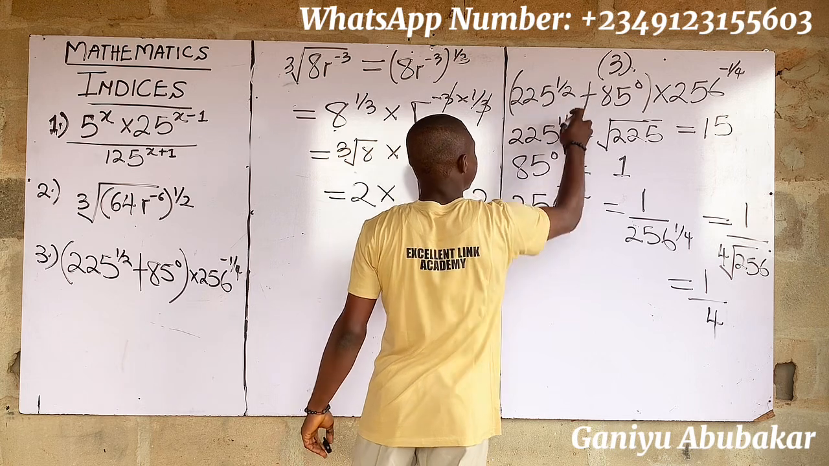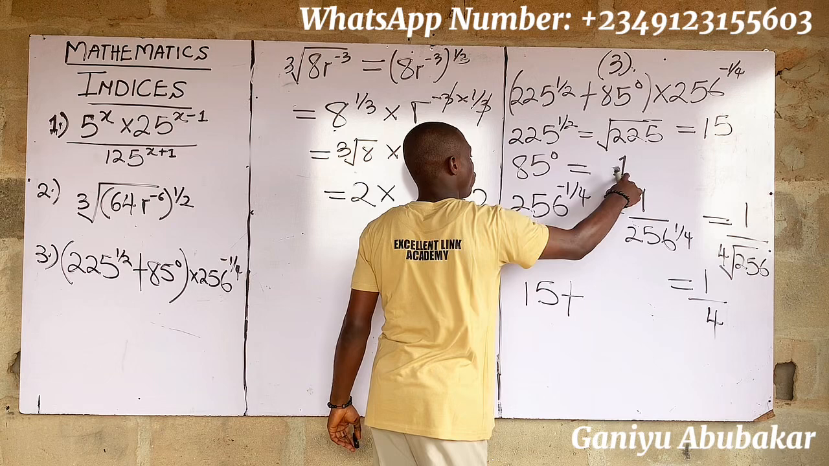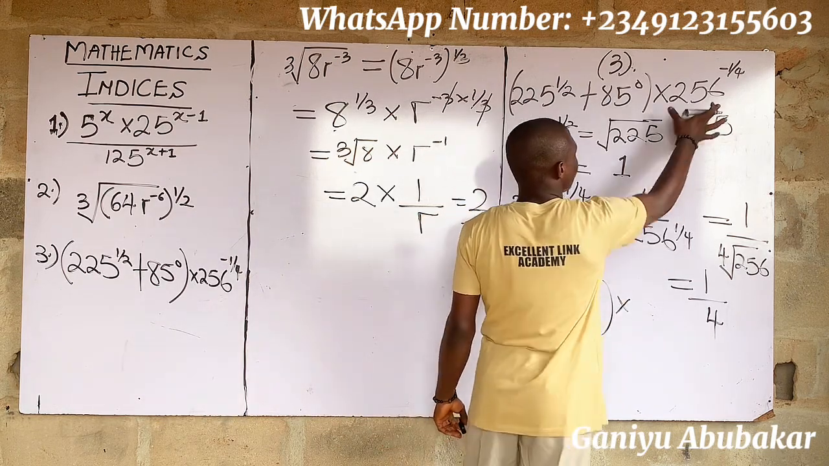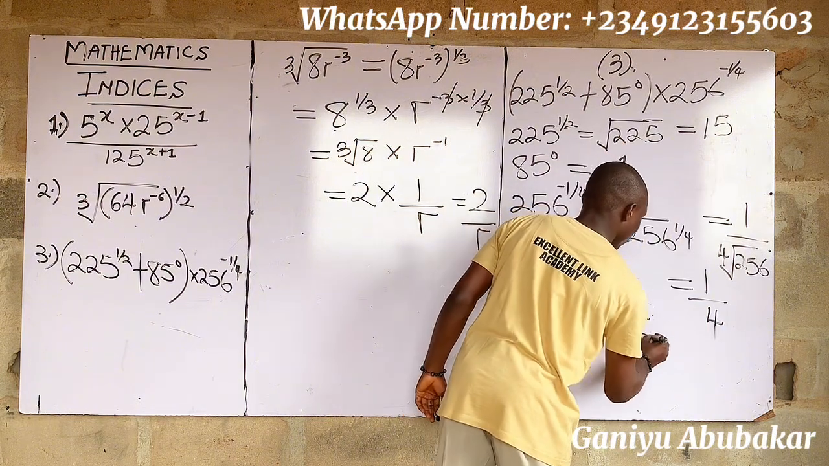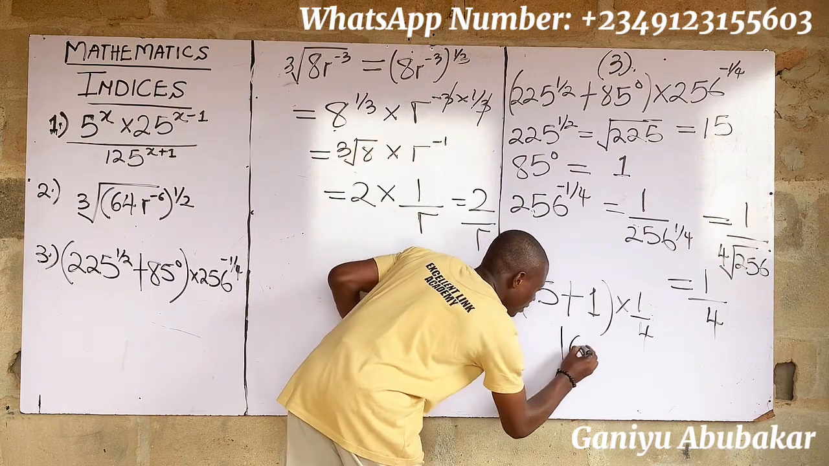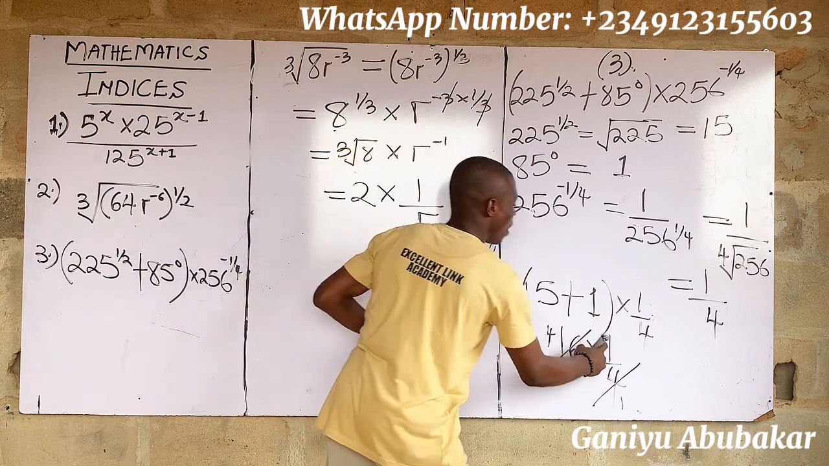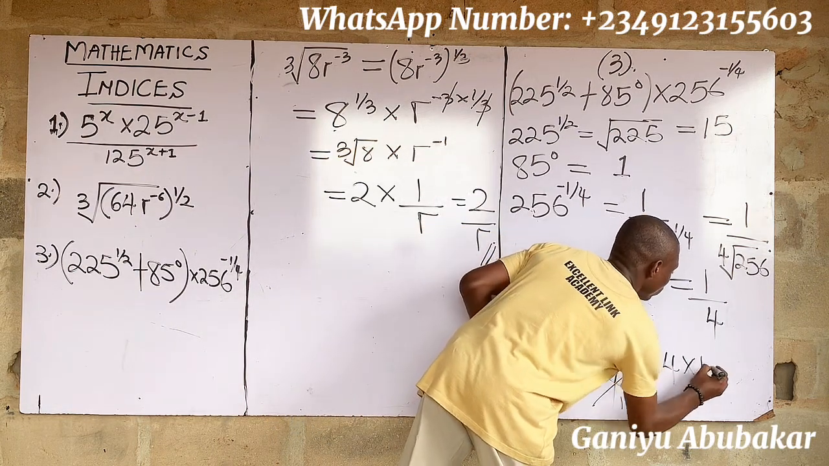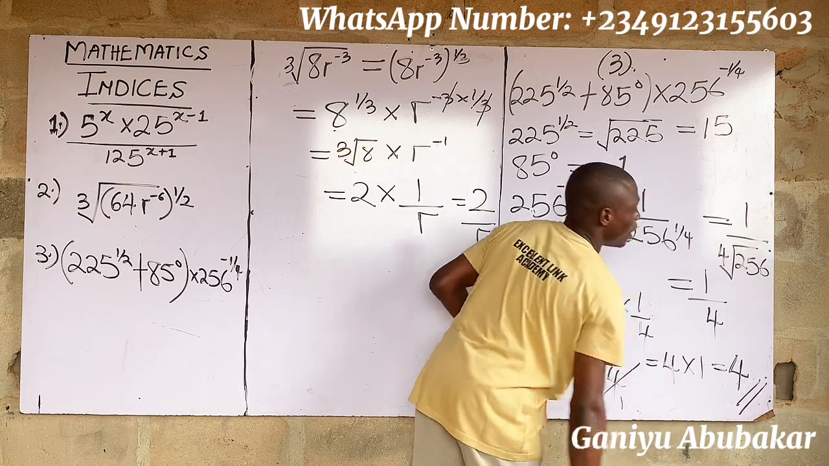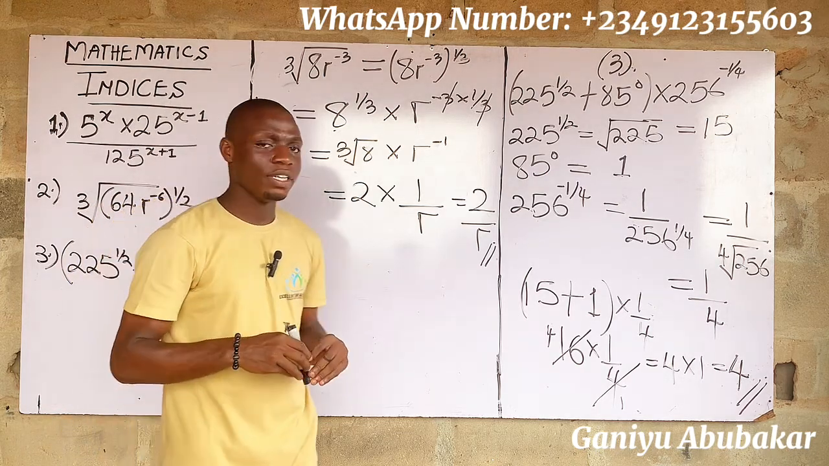225 half gives what? 15. So I have 15 plus, this gives of course 1. I have 1 times this one gives 1 over 4. So finally what I get here, 15 plus 1 is of course 16 times 1 over 4. 4 here 1, 4 here 4. I'm left with what? 4 times 1, which is of course 4. So it becomes my answer to that particular problem after applying the idea of indices.